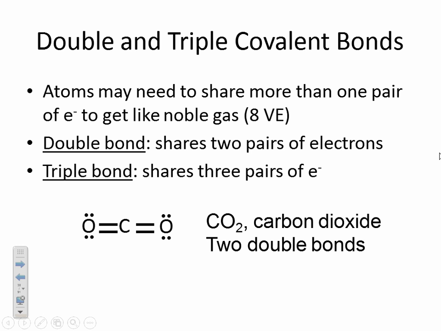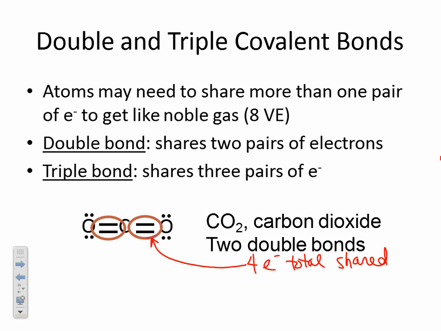So an example here, carbon dioxide, CO2. In carbon dioxide, we have 2 double bonds. You'll notice that now we have 2 lines rather than just 1 line. Remember, each line is 2 electrons. So here, in this double bond, we have 4 electrons total that are being shared. Right? Each line is 2 electrons, so 2 lines means 4 electrons.